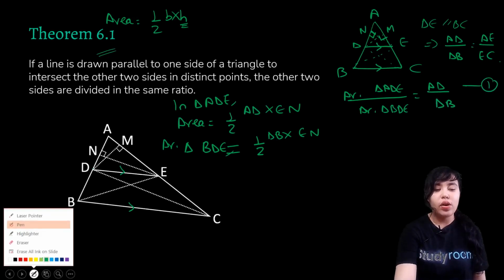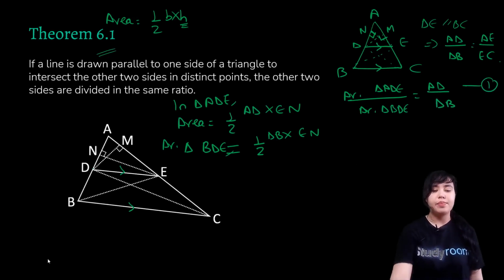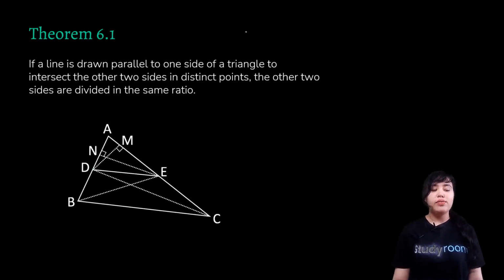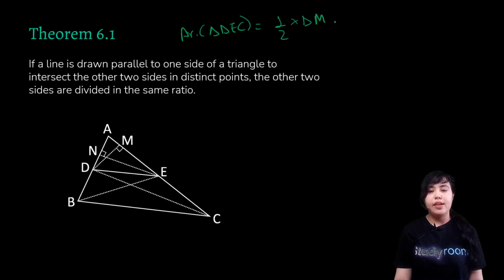Then we'll focus on two more triangles. Now we'll focus on triangle ADE again, whose area was already known to us. And first of all, let's calculate the area of triangle DEC. Here, half base into height, where the height would be DM and the base would be EC of this triangle.